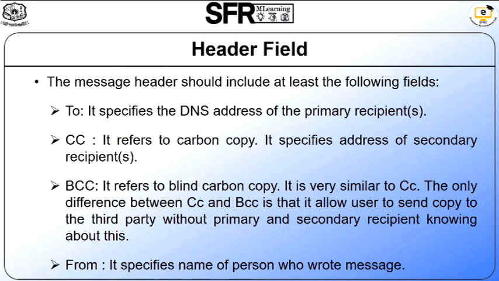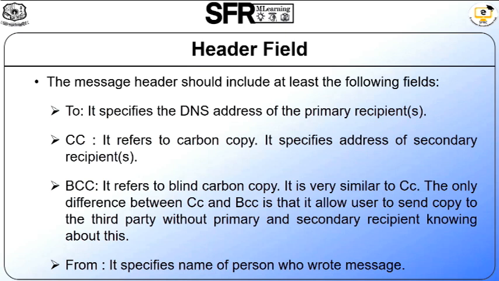Header fields. The message header should include at least the following fields. To specifies the DNS address of the primary recipients. CC refers to carbon copy. It specifies the address of secondary recipients. BCC refers to blind carbon copy. It is very similar to CC. The difference between CC and BCC is that it allows the user to send a copy to a third party without the primary and secondary recipients knowing about this.